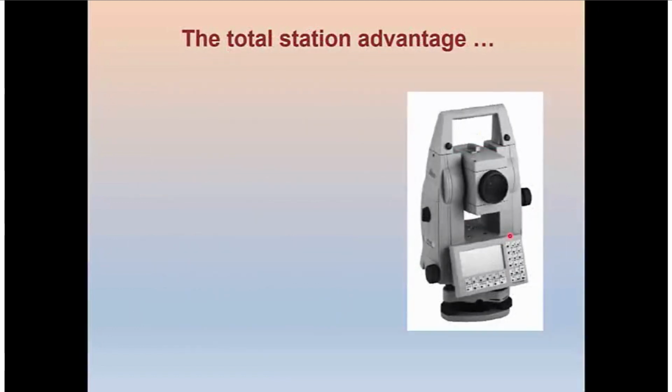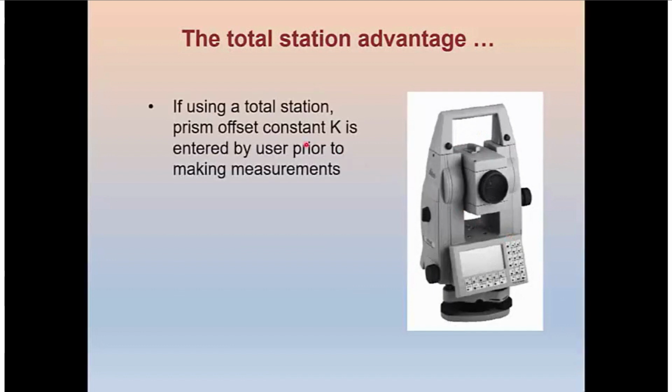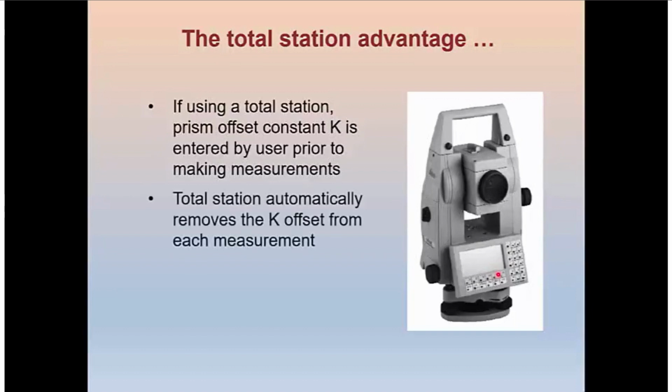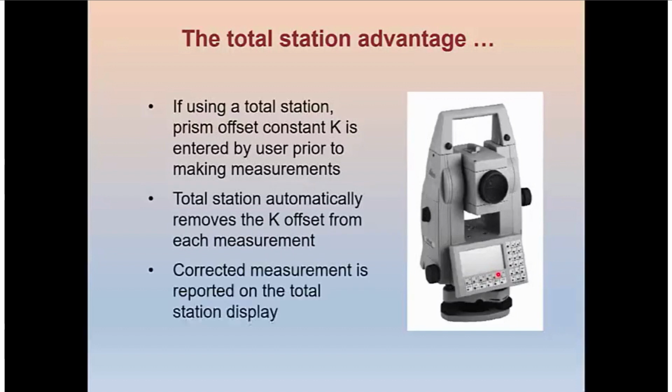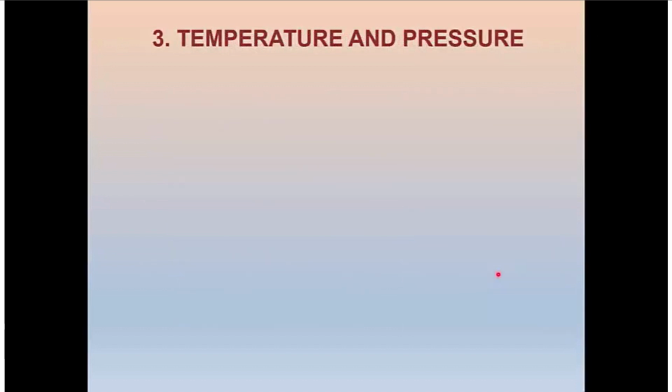Now, if we're running a total station like we see in the picture here, things become much easier. The prism offset constant is entered by the user prior to making measurements through the keyboard. So the user will be prompted for the prism offset constant. The prism offset constant will be entered, and the total station will automatically remove the K offset from each measurement in the measurement process.